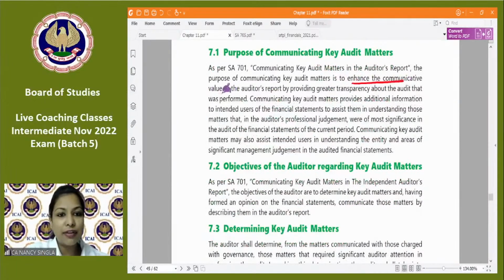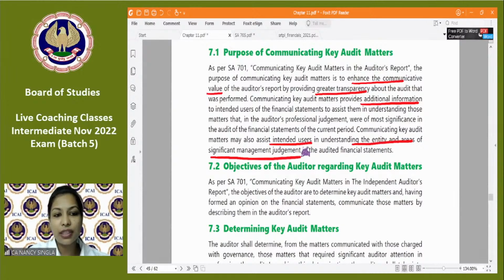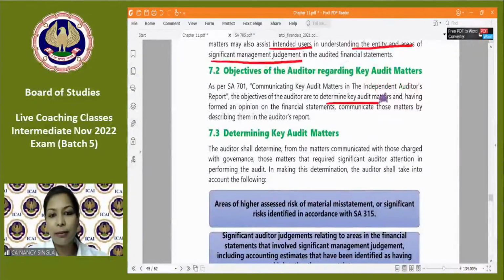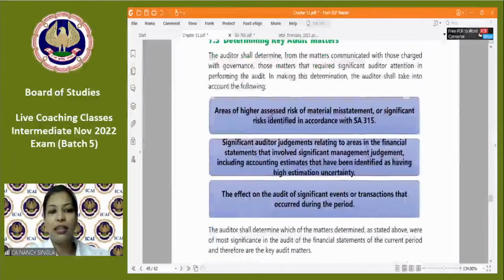ठीक है, पर्पस क्या है आपका? एनहांस करता है कम्युनिकेटिव वैल्यू, ग्रेटर ट्रांसपेरेंसी होती है, एडिशनल इंफॉर्मेशन मिलता है, and communicating it improves intended users' understanding of the entity and areas of significant management judgment. ठीक है, ऑब्जेक्टिव क्या है? To determine, having formed an opinion, कि ओपिनियन बन गया, अब कम्युनिकेट करना है those matters in the audit report.